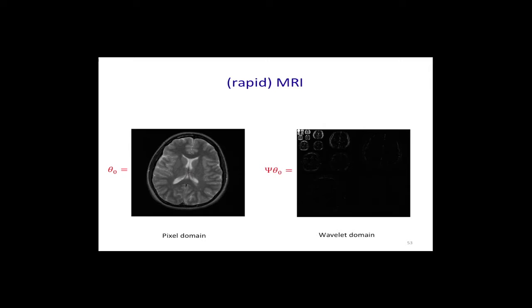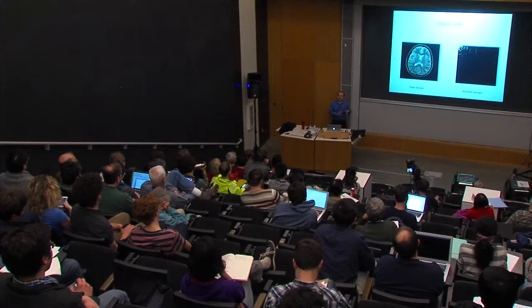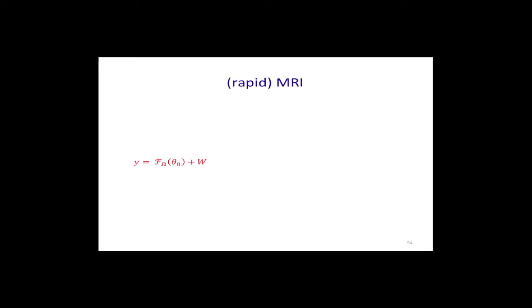For instance, the brain image is sparse in the wavelet domain. So this is the pixel domain, this is the wavelet domain. You want to exploit this structure to take the data in an already compressed form and then reconstruct the image from undersampled measurements. So here is the measurement model. Theta 0 is the true image. You are undersampling that, so you are taking only a few Fourier coefficients of the image. And of course, you have noise.